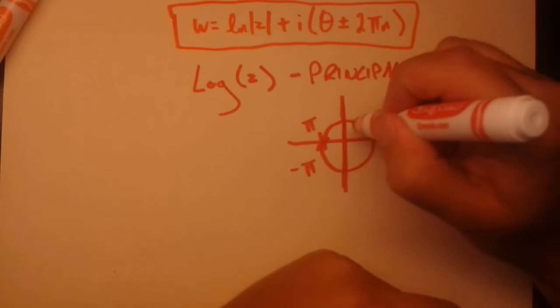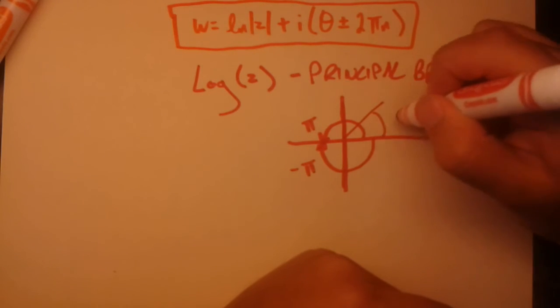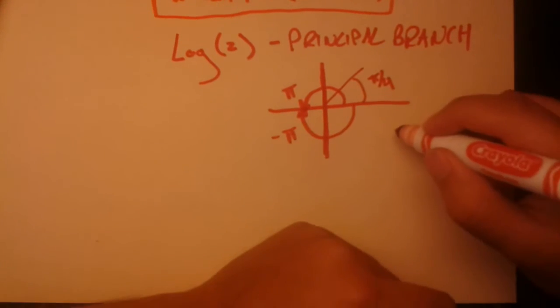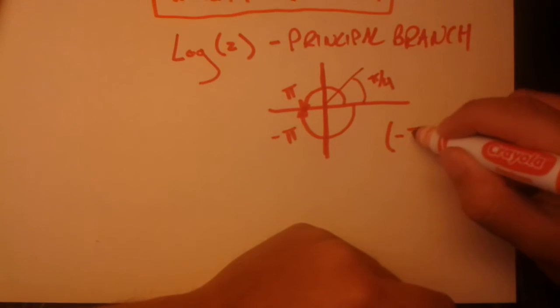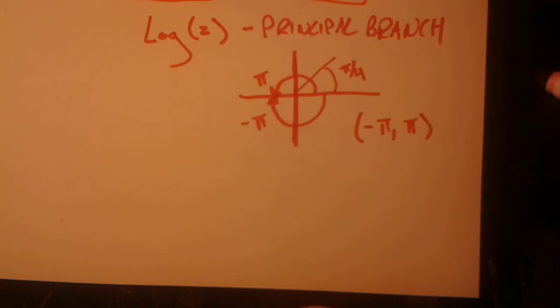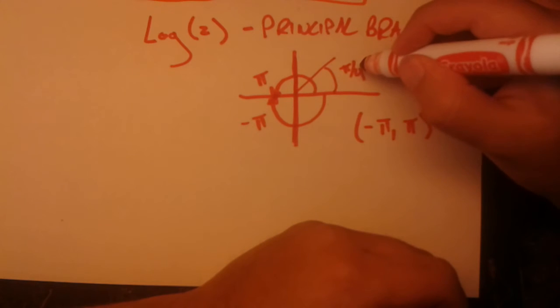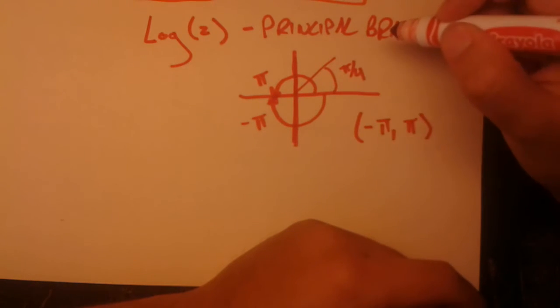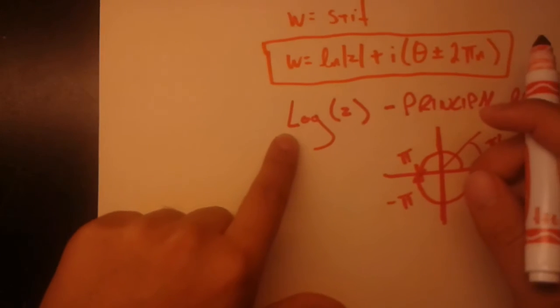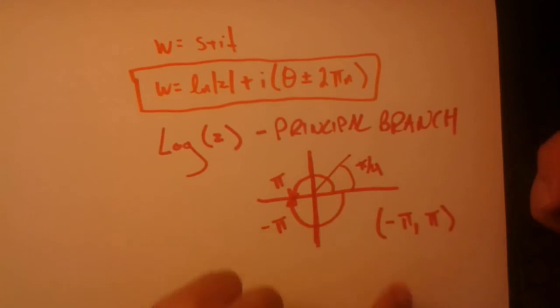So for example, if you choose here, let's say this is 45 degrees or pi over 4, this has to only be pi over 4, because you have to let the theta only be in the range of negative pi to pi. No other numbers are allowed. So for example, this has to be pi over 4. It can't be pi over 4 plus 2 pi. It can't be pi over 4 minus 2 pi. So that means that this is what this capital log z, or principal branch of log z, means.